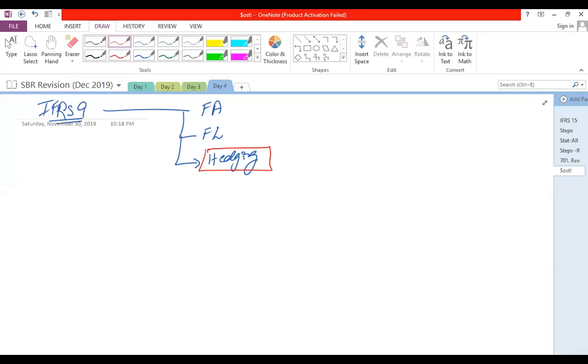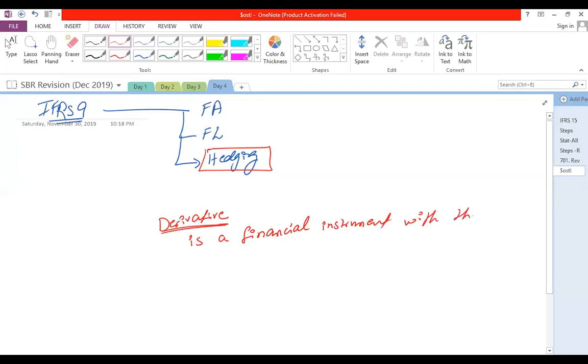Okay, Madhavi, I will share on the group. Now, when we talk about hedging, hedging actually starts from the topic of derivative. What exactly is a derivative? We say derivative is an instrument. Derivative is a financial instrument with the following characteristics.